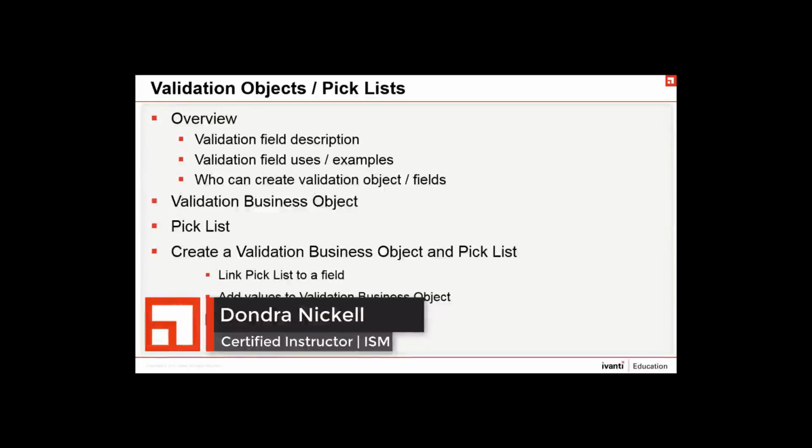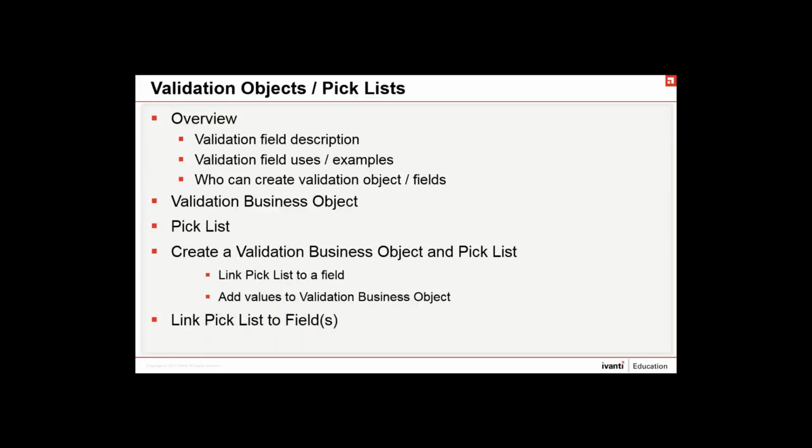In this course, I'm going to give you an overview of validation objects and pick lists. We'll talk about what a validation field is. We'll talk about some of the uses for validation fields and point out some examples in the system. We'll talk about who can create validation business objects and fields. We'll talk about what a validation business object is and how it might be used.